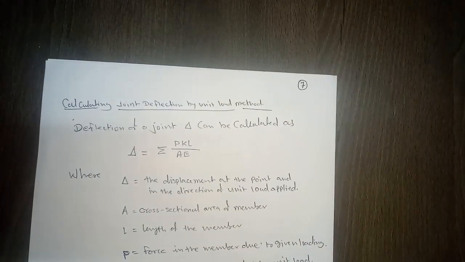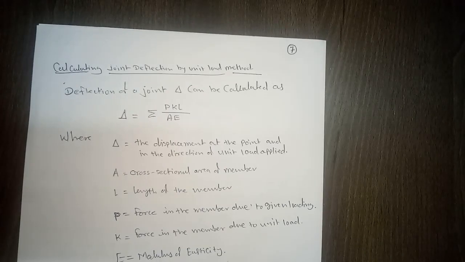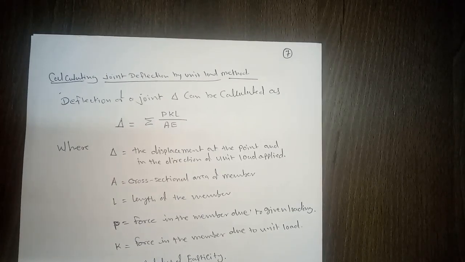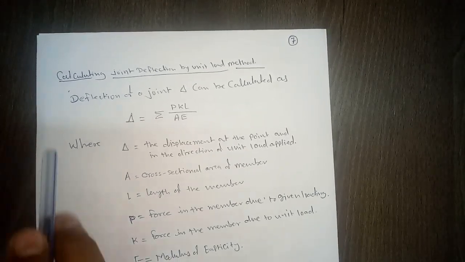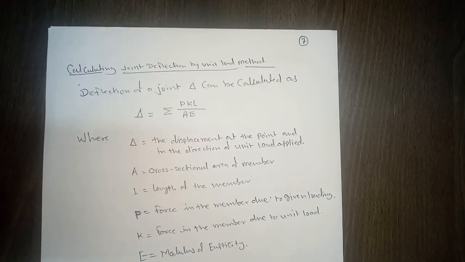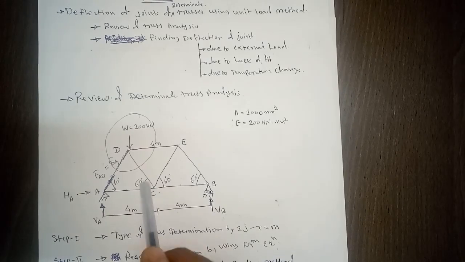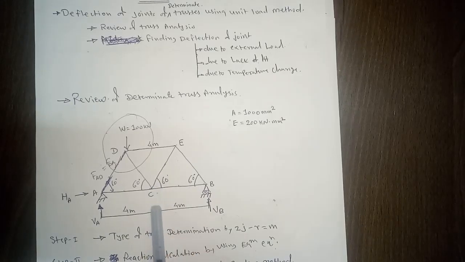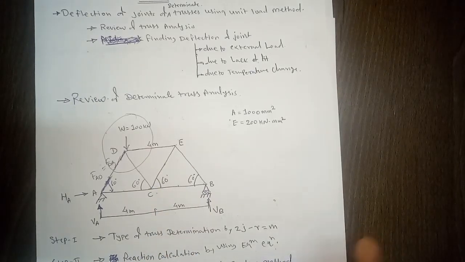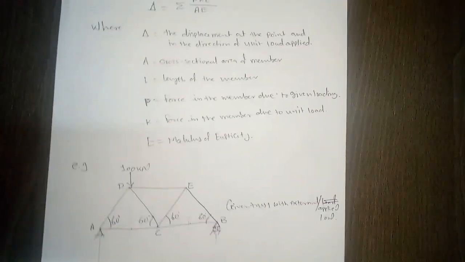Now next, how to calculate deflection. So this was a review of how to analyze a determinate truss. Now we'll discuss exactly how to calculate deflection using the unit load method. For example, we'll take the same truss, and we'll try to calculate the vertical deflection of joint D. Because of this load, joint D will deflect down, right? So we want to calculate that deflection. I'll keep it just here so it will be easy for you.